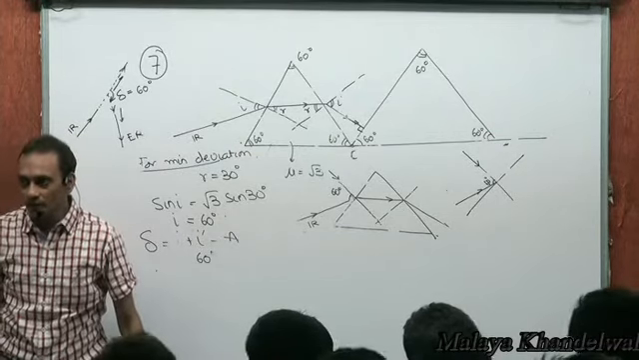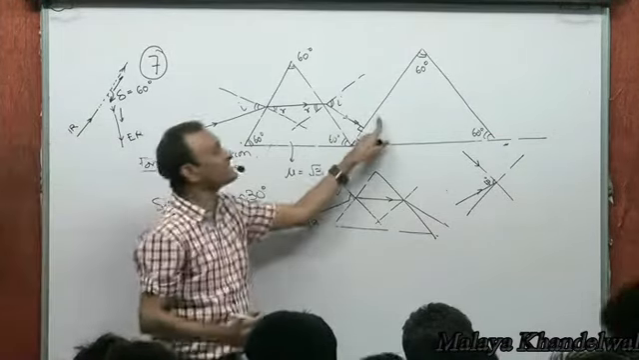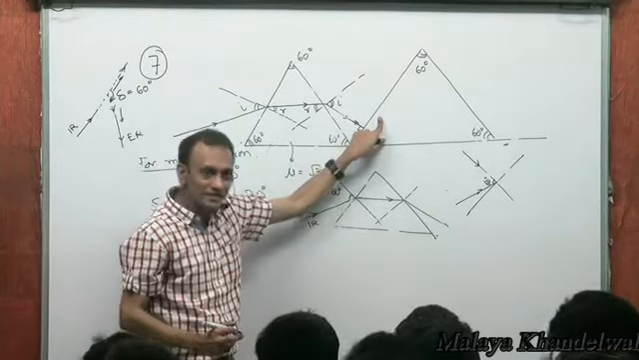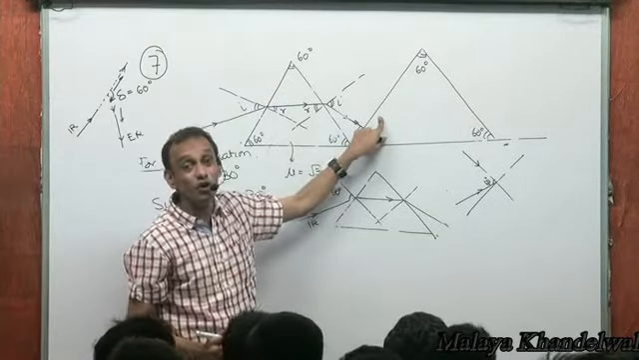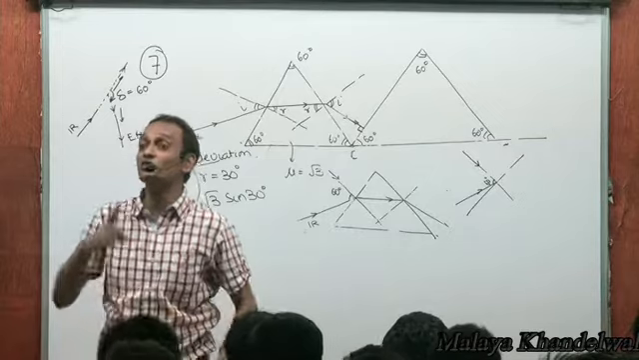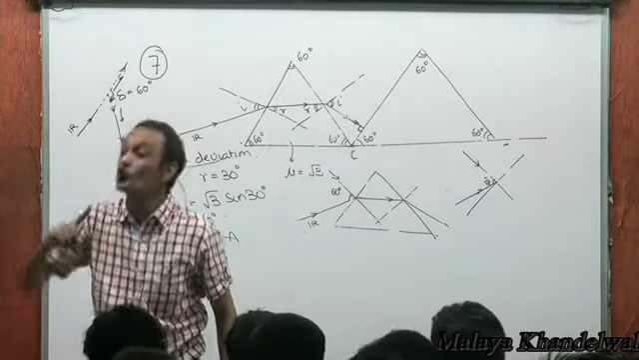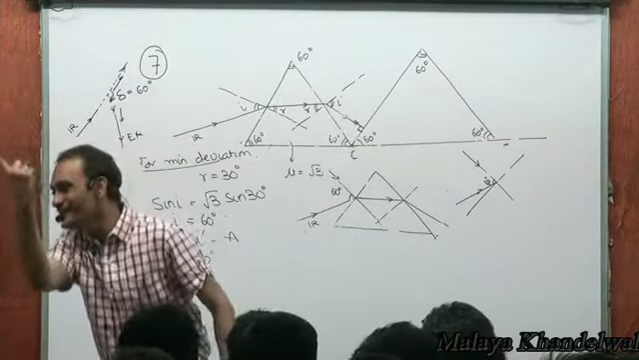Right? Got me? That means this ray is incident normally on this prism. That means the angle of incidence is 0. But how much angle of incidence do you need on this face? 60 degrees. So you rotate the prism instead by 60 degrees.